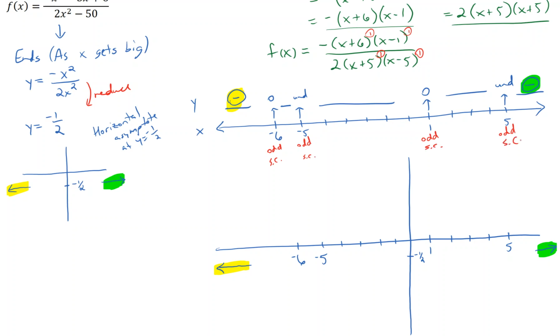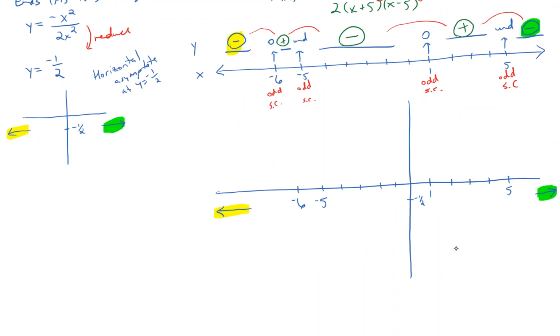Which means the sign is going to change every time you cross over a 0. So when I cross over negative 6, my y value negative turns into a y value that's positive. When I cross over negative 5, positive changes to negative. When I cross over 1, negative changes to positive, and when I cross over 5, positive changes to negative, and that matches what we have, so that's good. If it didn't, we know we'd have an issue.